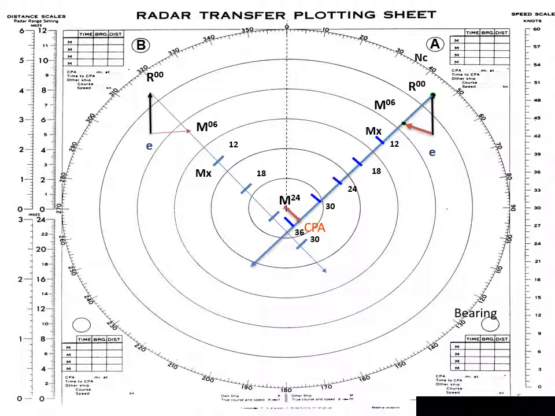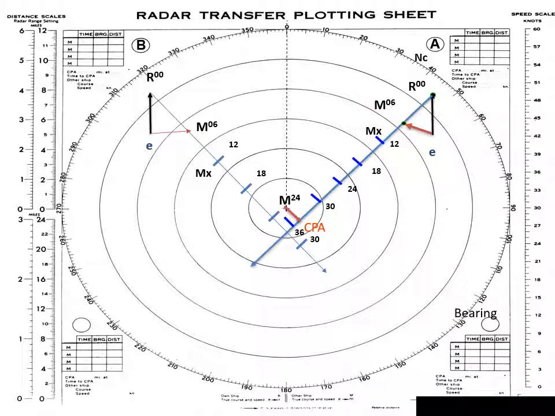So if we're heading north, contact B is going to be basically the give-way vessel. We're going to maneuver against contact A, which is going to be a crossing situation since I see a port light and masthead lights on this vessel. So I want to execute a course change when the contact gets to 12 minutes. That's going to be MX, or the execution point.